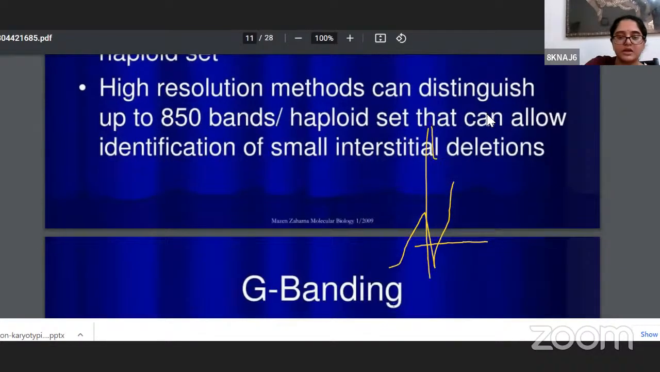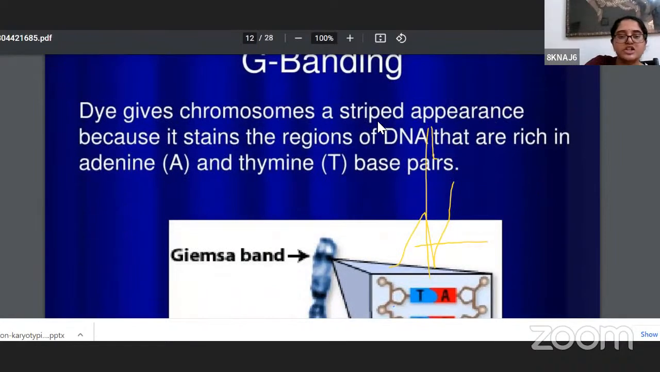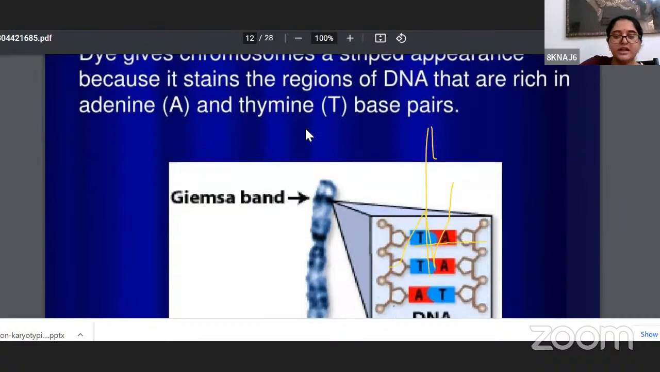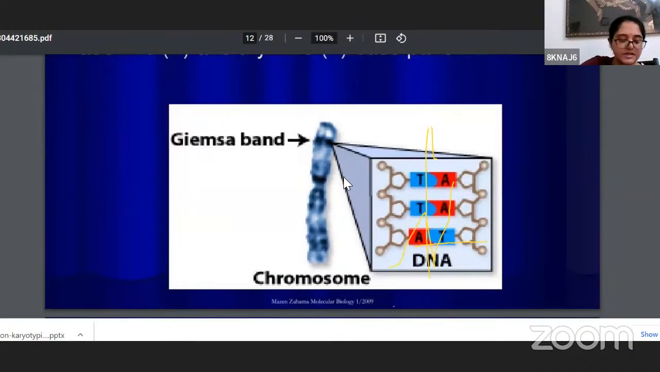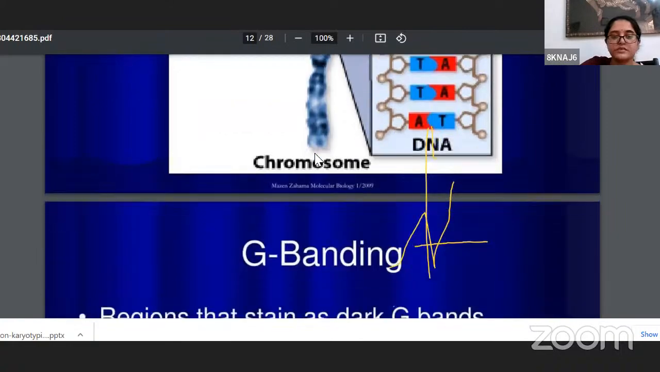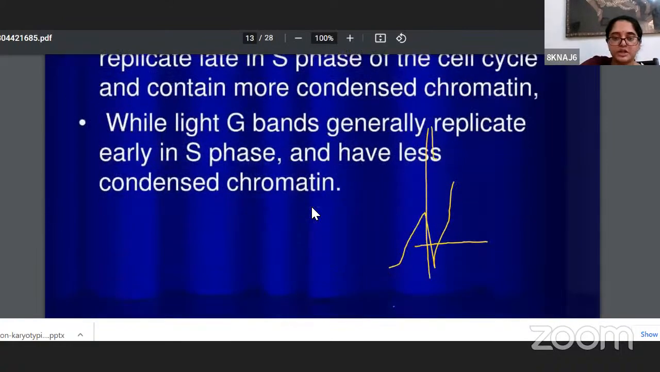And then you have G and R bands, which can be viewed in the light field or in fluorescent microscopes. That's what G banding means, Giemsa banding basically, and that's why Giemsa dye is used. Dark regions tend to be the heterochromatic, late replicating, and AT-rich regions. The bright regions tend to be the euchromatic, early replicating, and GC-rich regions. So this is all about G banding.